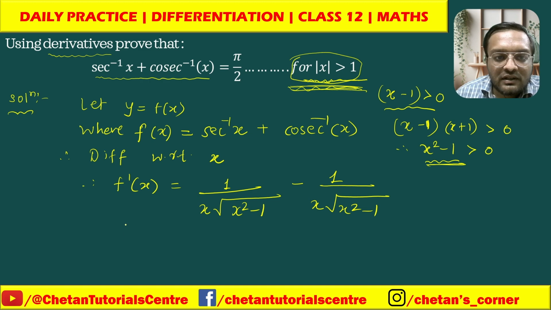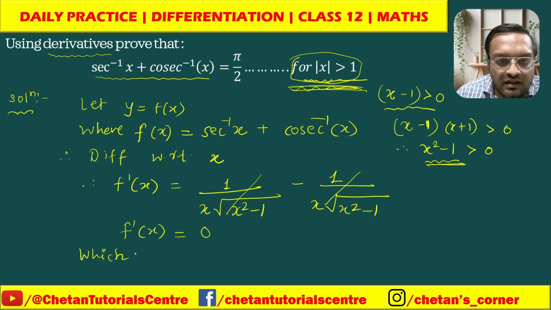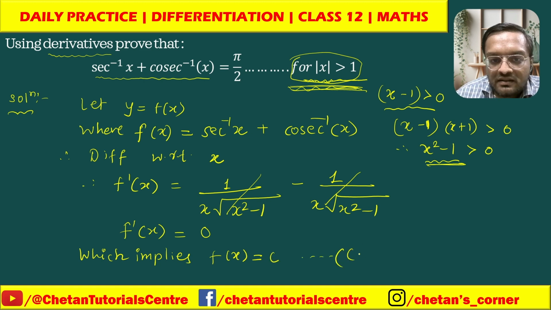Now I will continue to solve this further. So what I will get, f dash of x. Now this 1 upon x under root of x square minus 1 minus 1 upon x under root of x square minus 1 will get cancelled and I will be left with 0. Now here you can see that the derivative of f of x is equal to 0, which implies that the function f of x is a constant function, f of x is equal to c, where c is a constant.